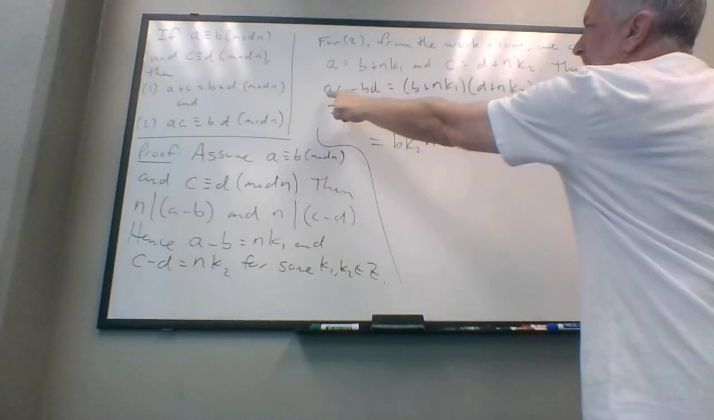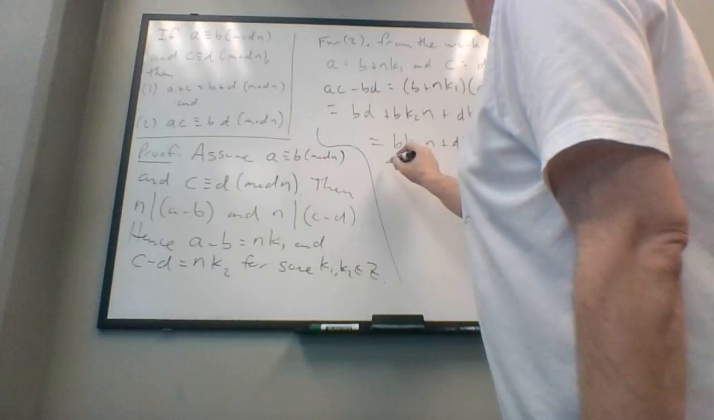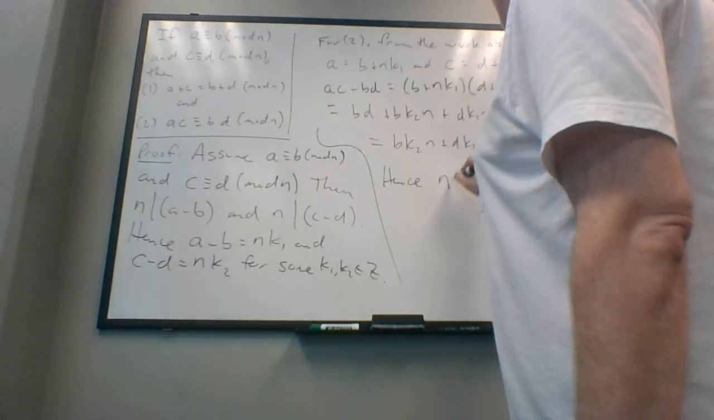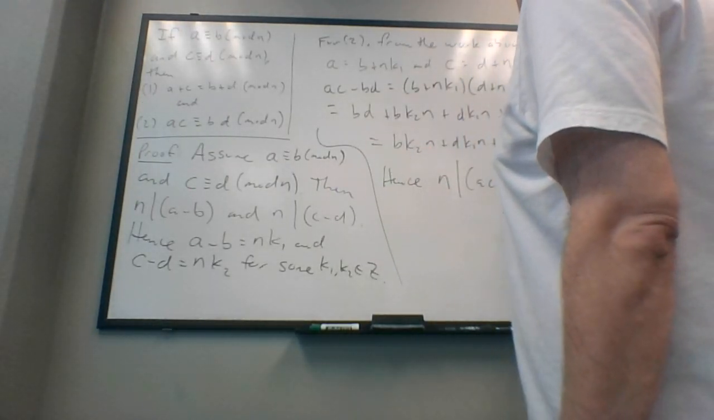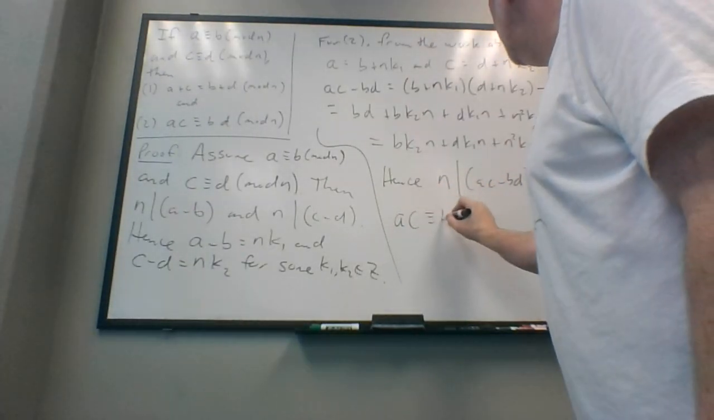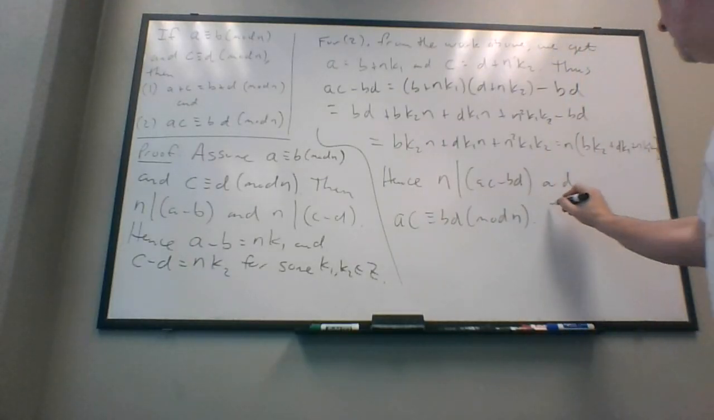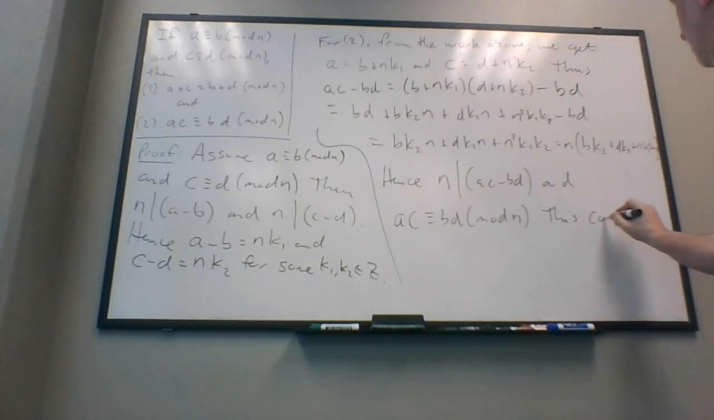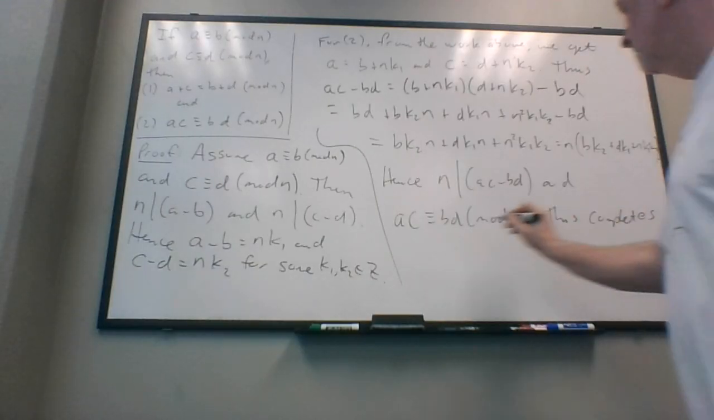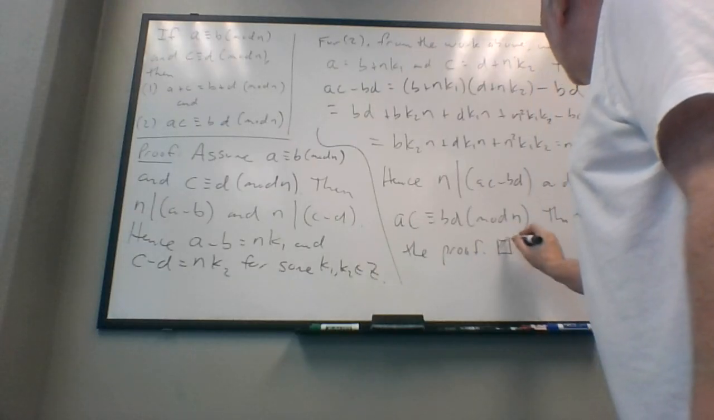So notice what I have. I have AC minus BD is N times an integer. Every single one of these, A, B, C, D, K1, K2, N are integers. Hence, what do we have? N divides AC minus BD, and therefore AC is congruent to BD mod N. And then, just to say we're done with everything, this completes the proof. That tells the reader we've done both parts. And a little black square at the end to say that we're done.